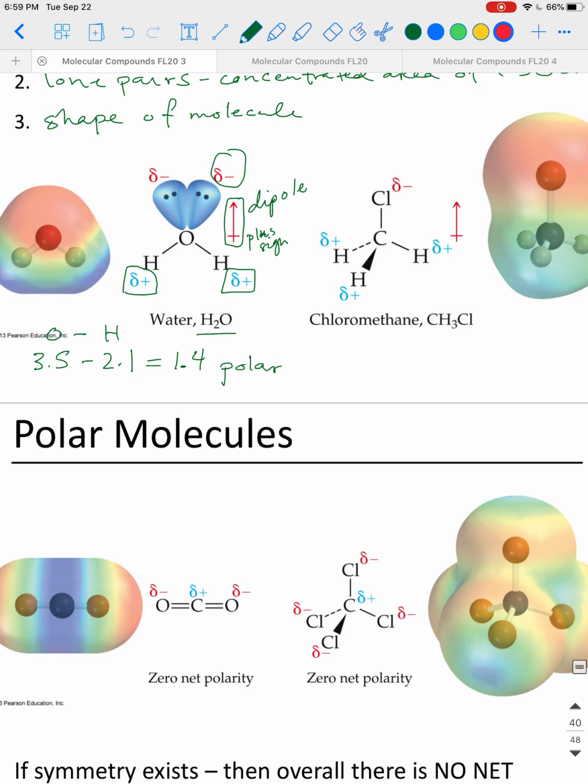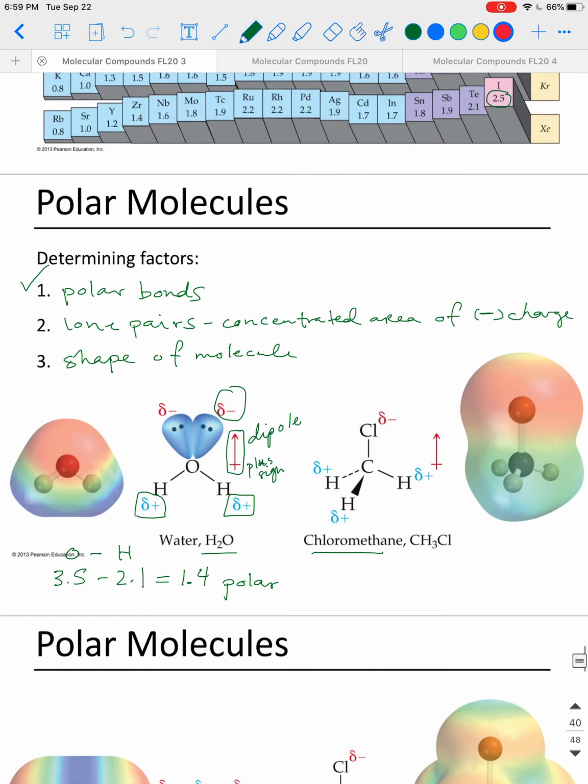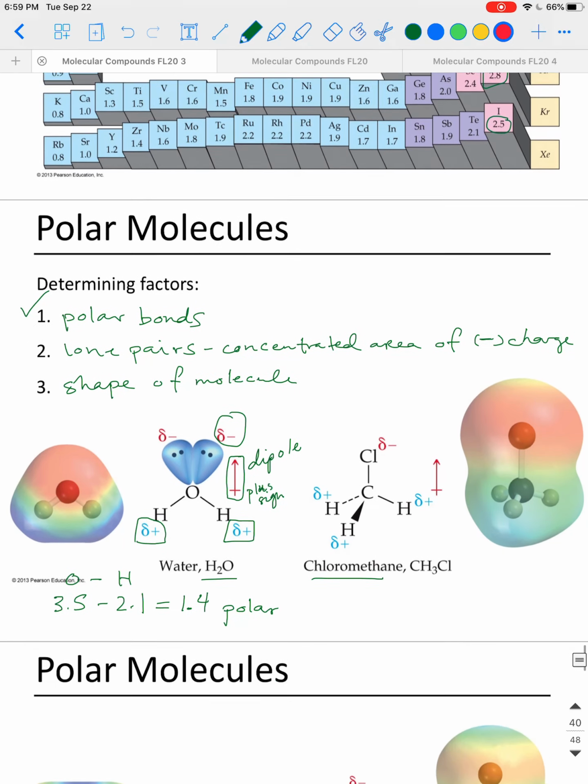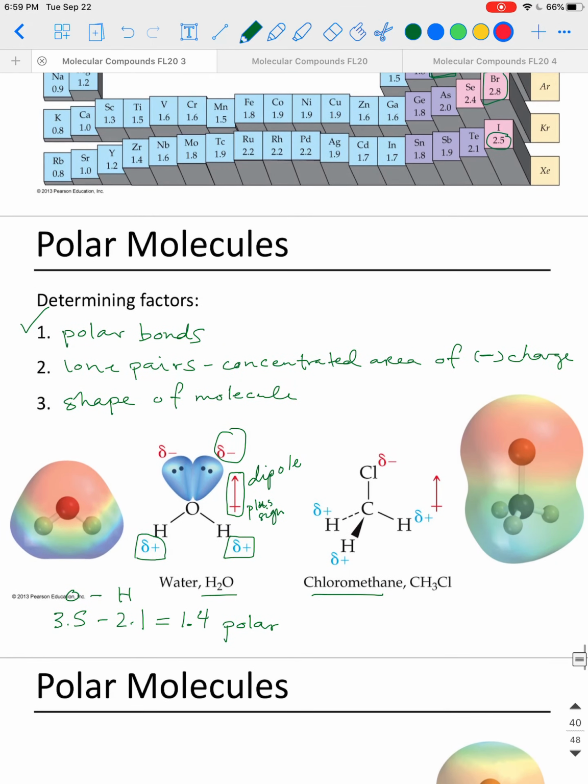Another good example is what we call chloromethane, CH3Cl. Chlorine is a halogen. It's right next to fluorine. And remember, however close an element is to fluorine determines how electronegative it is. Fluorine is the most electronegative element on the periodic table. Chlorine has a value of 3.0. So again, let's just walk through this step by step.